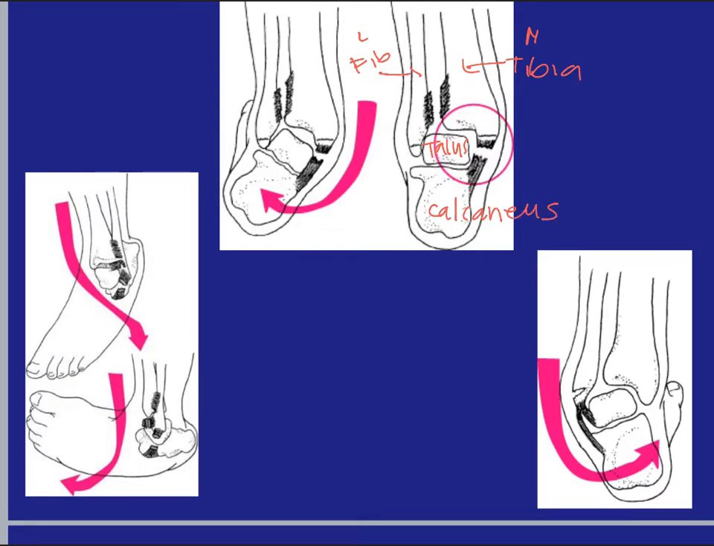All right, so what we would say is, if we're looking at this ligament here, which happens to be the deltoid ligament, we would say this is an eversion mechanism of injury. And so what we're seeing happen is two things.